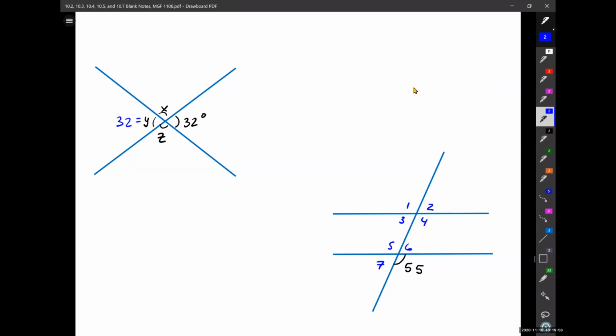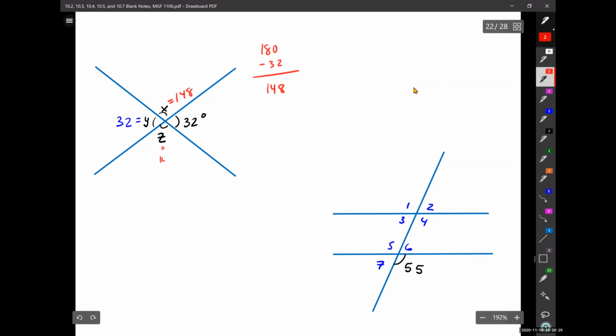With any of these, we could see that y and x make up a 180-degree line, right? So 32 plus x has to be 180. So we could say that x is 180 minus 32, which should give us 148. And since we know x is 148, we automatically know z is 148.